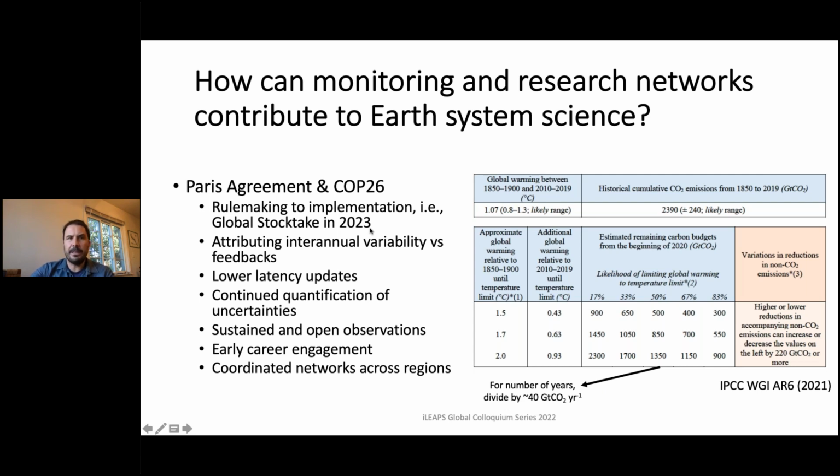And we have something called the global stocktake, which will be a global aggregate view of emission reductions and mitigation that will take place in 2023. And the stocktake will involve a variety of data sets that will be contributed either through the national greenhouse gas inventories or through other independent activities that the science or the policy community can carry out.